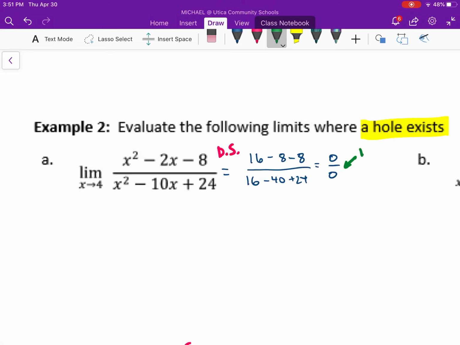And this has a special name. This is what's called indeterminate. We cannot determine what that means. 0 divided by 0 does not mean anything. It doesn't mean undefined. It doesn't mean infinity. It doesn't mean 0. It doesn't mean anything. It's indeterminable what that is. So from there, what we need to do is we need to try a few different methods.